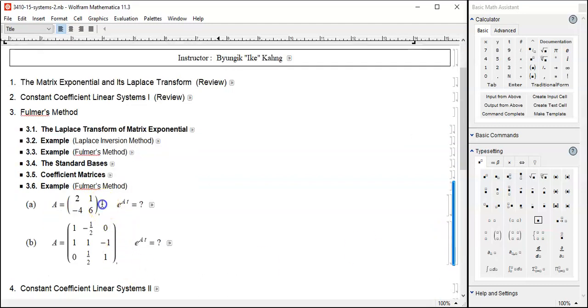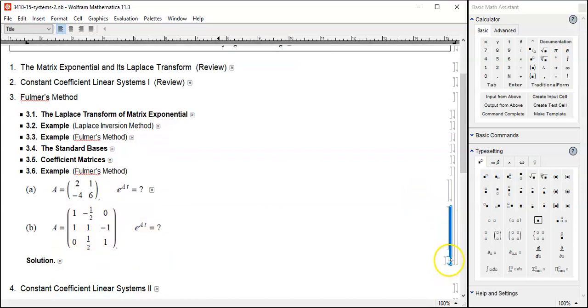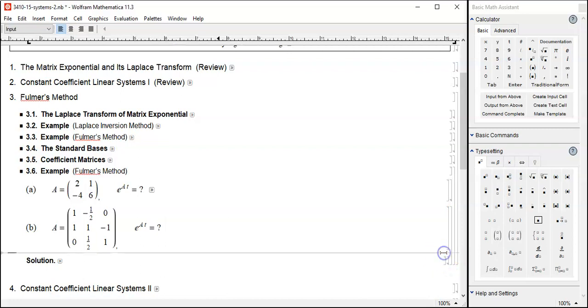Previously, we did a 2x2 case, which could have been done through the traditional Laplace inversion method because the inverse matrix computation is not that bad. This time, we're kind of stuck with Fulmer's method because the inverse matrix computation is going to be another huge pain in the rear end that we want to avoid. So let's use Fulmer's method to avoid it. Okay, let's do it this way.